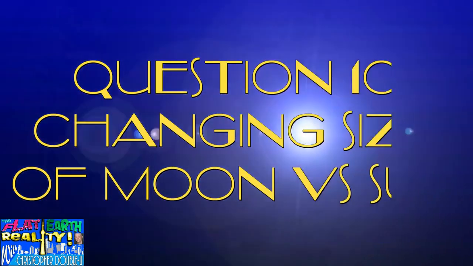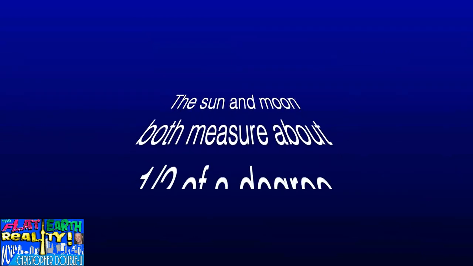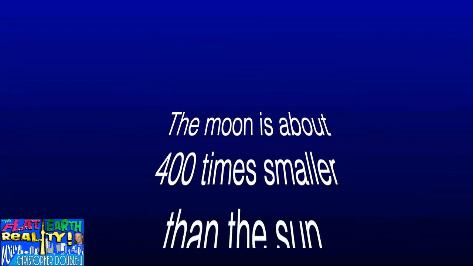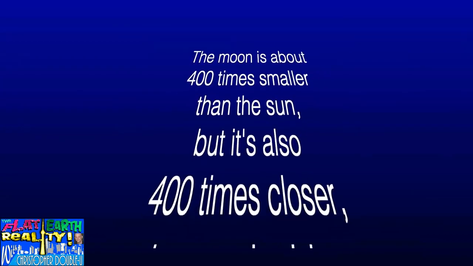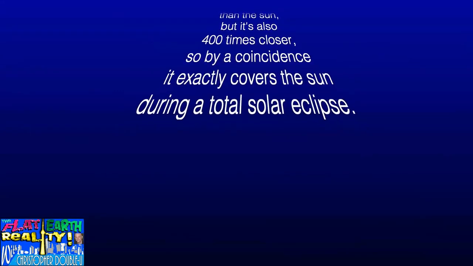Question 10. Changing size of moon versus sun. The sun and moon both measure about half a degree in arc in the sky. The moon is about 400 times smaller than the sun, but is also 400 times closer. So by coincidence, it exactly covers the sun during a total solar eclipse.